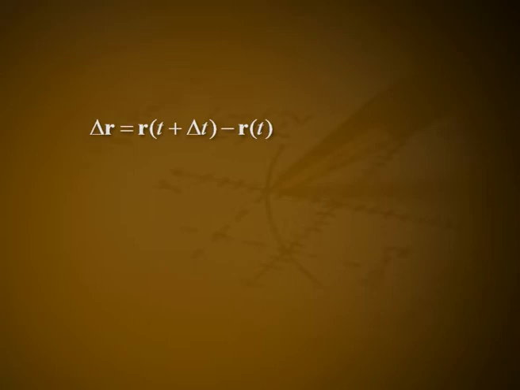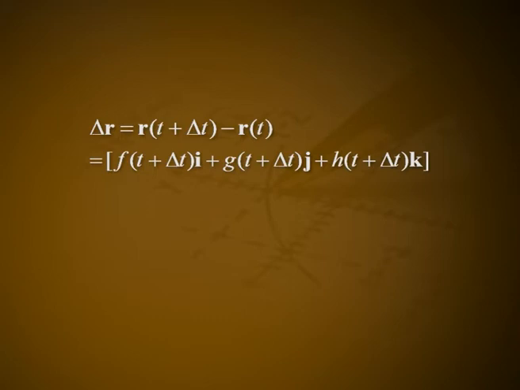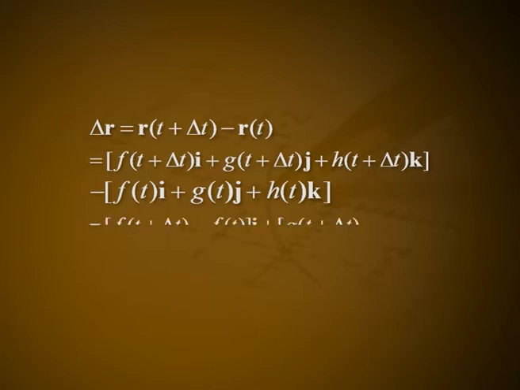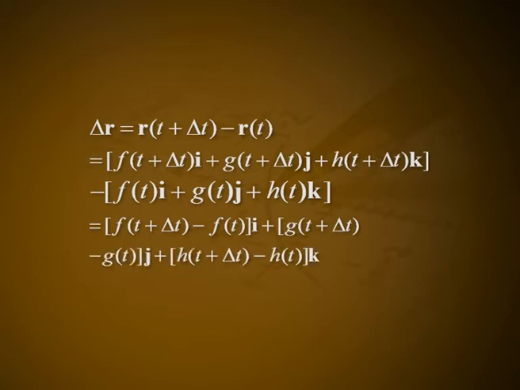In terms of components, Δr = r(t + Δt) − r(t) = f(t + Δt) i + g(t + Δt) j + h(t + Δt) k − (f(t) i + g(t) j + h(t) k) = [f(t + Δt) − f(t)] i + [g(t + Δt) − g(t)] j + [h(t + Δt) − h(t)] k.